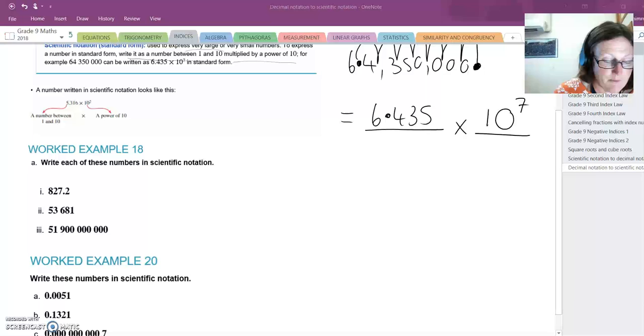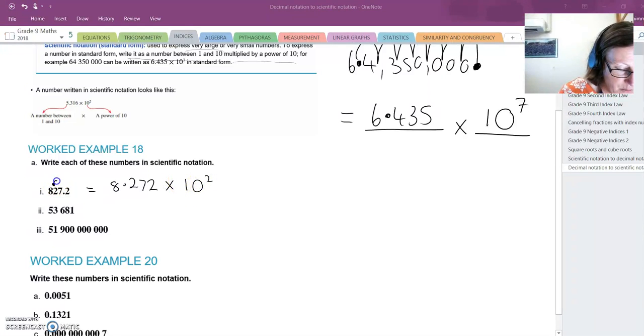So looking at these, at the moment, the decimal point is in 827.2. So I am going to put the decimal point in between the 8 and 2. So it's going to make it 8.272. I'm going to times this by 10 to the power of 2. Why 10 to the power of 2? Because it takes me 2 jumps to the right to get back to where the decimal point was.